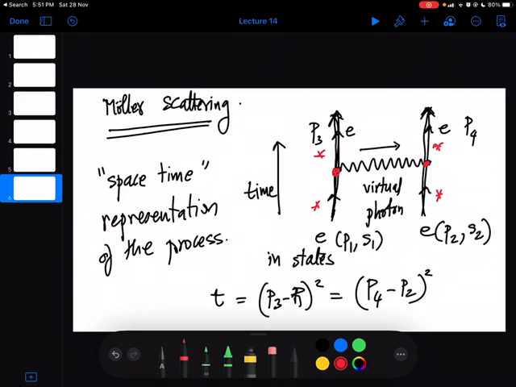So this virtual particle, I cannot detect in an experiment. The only thing I see in an experiment is the initial state electrons and the final state electrons. I don't see the virtual particles or the exchange particles or the intermediate particles. All of them refer to the same thing.